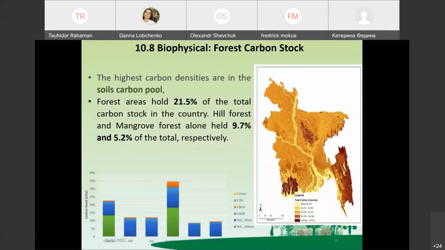Biophysical forest carbon stock: forest area holds 21.5% of the total carbon stock in the country. Hill forest and mangrove forest alone hold 9.7% and 5.2% of the total respectively.